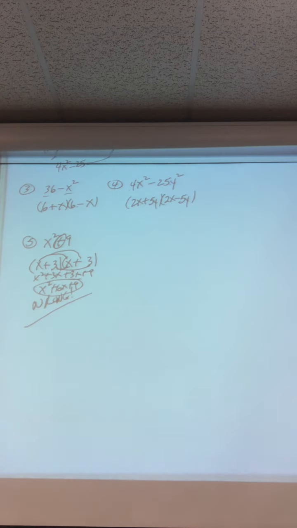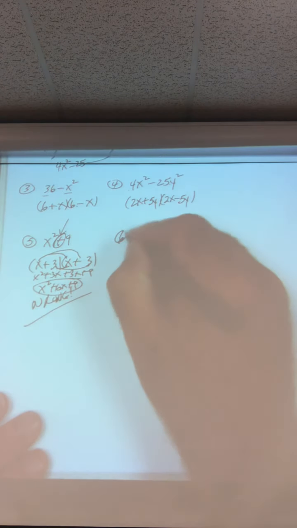So you say, okay, Mr. Rayner, I've got it. So if this is a plus and it's a binomial, it's prime every time. No. Here's why. Look at this problem right here.